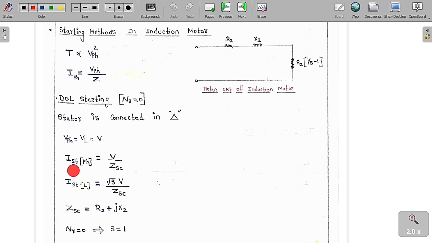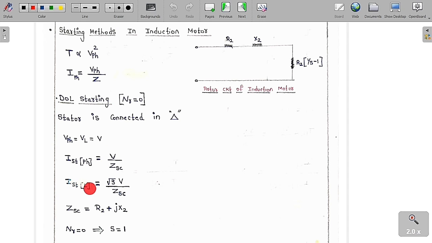Then what is the starting current through the phase winding? It is the phase voltage by the phase impedance, the impedance of the coil. Let me assume the impedance is equal to ZSC. ZSC is called the starting impedance of the coil, which is equal to the phase voltage, nothing but V, so V by ZSC. Then what is the line current?